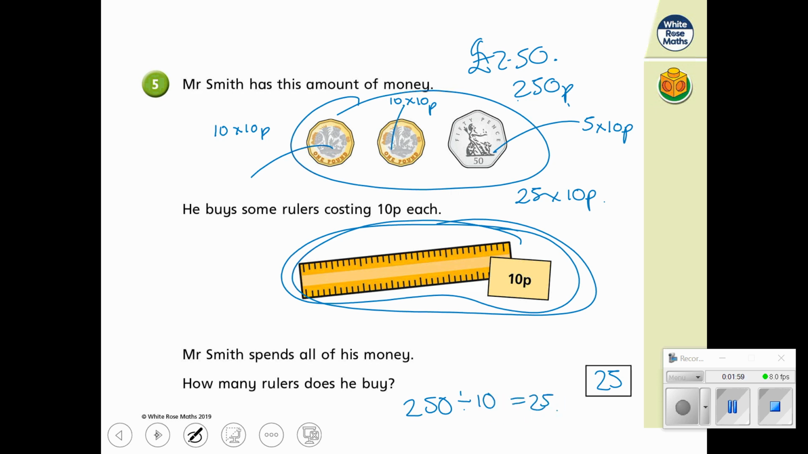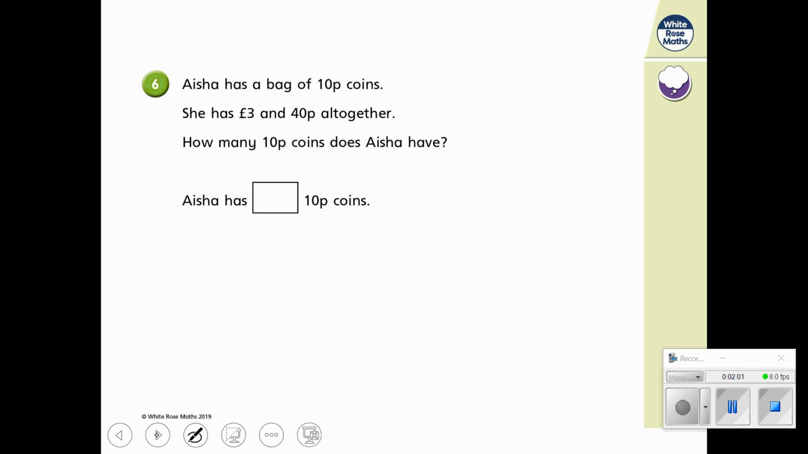Okay, let's move on. Aisha has a bag of 10p coins. She has £3 and 40p altogether. How many 10p coins does Aisha have? So in £3, she has how many 10p coins? Let's see. Well, in £1, she has 10 10p coins. So in £2, she has 20. And in £3, she has 30 10p coins.